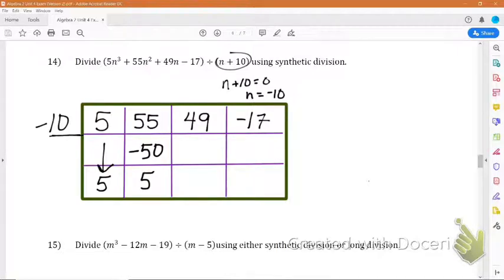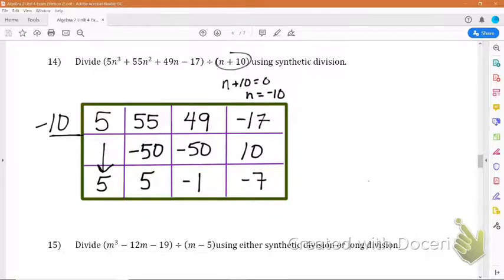5 times negative 10 is negative 50 again. Negative 50 plus 49 is negative 1. You're working bottom up. Negative 1 times negative 10 is positive 10. And then negative 17 plus 10 is negative 7. Make sure you write your final answer.